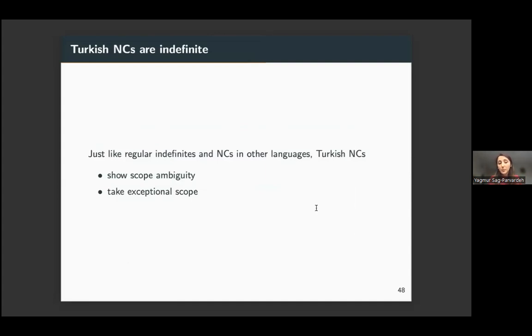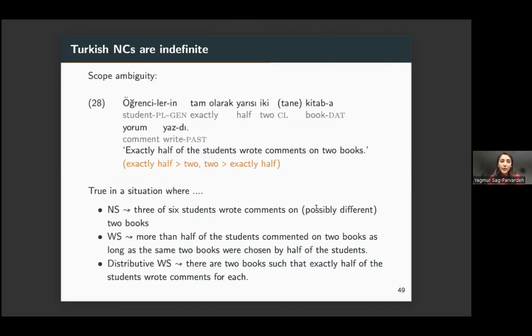and this is the general property of indefinites, as well as exceptional scope. Let me quickly show you some examples. So 28 is a case where a numeral construction can have scope in different positions, yielding different interpretations. So öğrencilerin tam olarak yarısı 2 tane kitaba yorum yazdı.